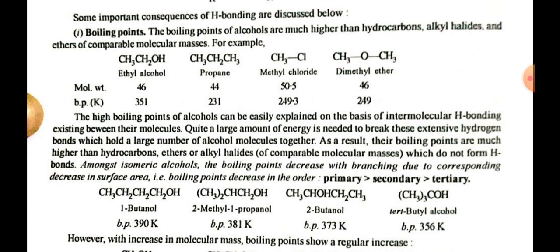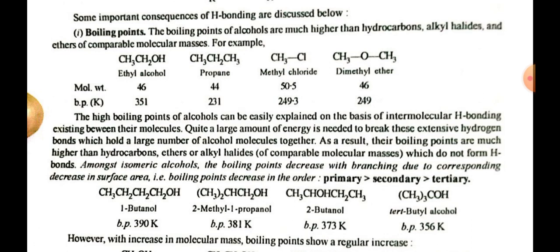The high boiling points of alcohols can be easily explained on the basis of intermolecular hydrogen bonding existing between their molecules. Quite a large amount of energy is needed to break these extensive hydrogen bonds, which hold a large number of alcohol molecules together. As a result, their boiling points are much higher than hydrocarbons, ethers, or alkyl halides of comparable molecular masses, which don't form hydrogen bonds.